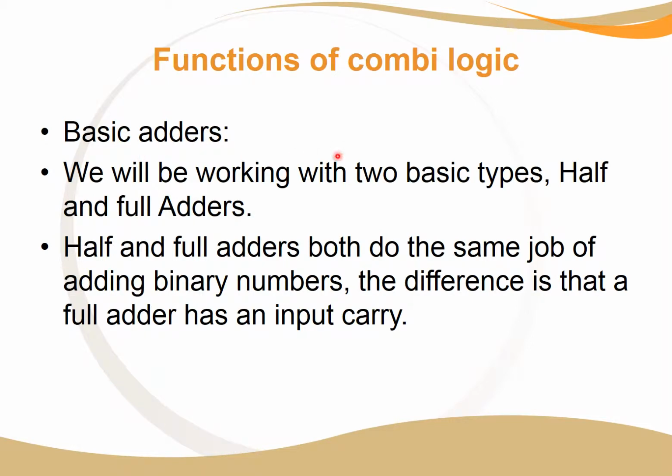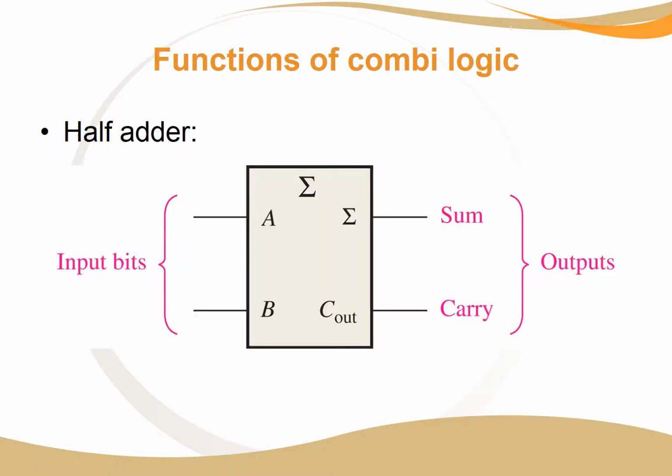So we will be working with two basic types, half adders and full adders. Half and full adders do the same job of adding binary numbers. The difference is that a full adder has an input carry. It will become clearer later on. So this is how we draw the diagram of the adder. A and B are the input bits. You have the sum and the carry. Notice you don't have an input bit for the carry that goes into it.